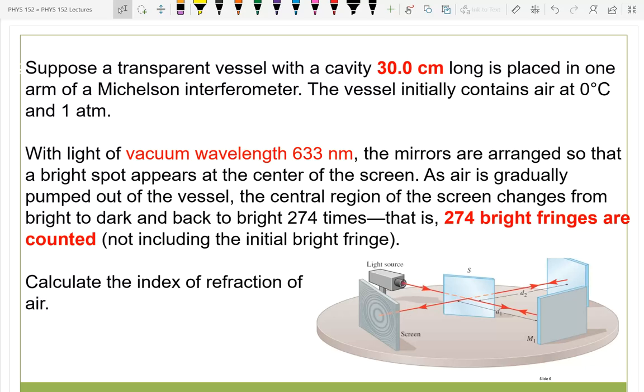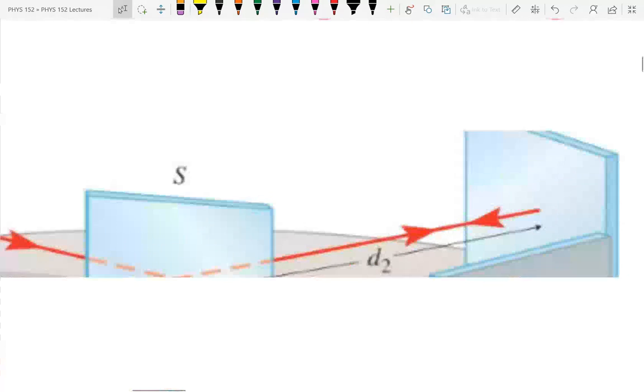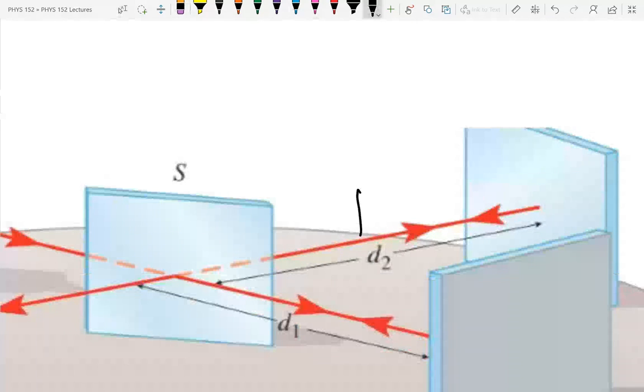Suppose a transparent vessel with a cavity 30 centimeters long is placed in one of the arms. So what that means is I'm going to put in here a little cuvette. Okay, my artistry is lacking. But I put a little cuvette that the light goes through.